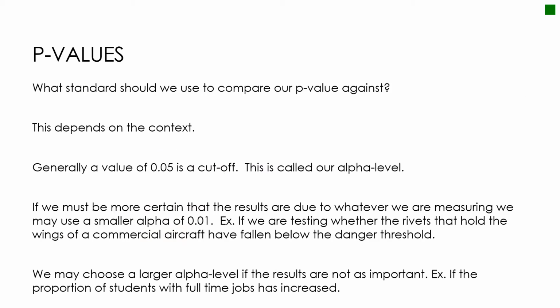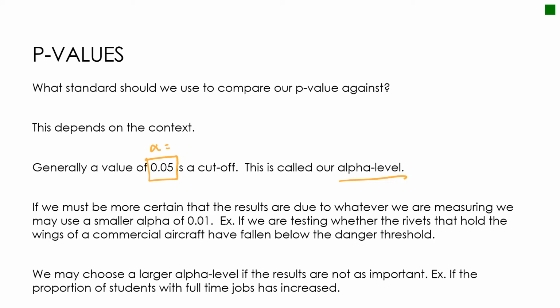So again, what should we be comparing our p-value against? It depends on the context. Generally, we use 0.05, and that is called our alpha level. And so our alpha level is typically 0.05 unless they tell you otherwise. However, it totally depends on the context of the situation.